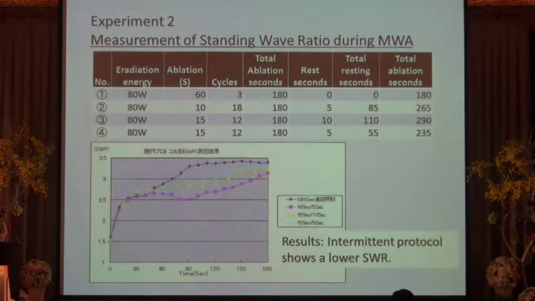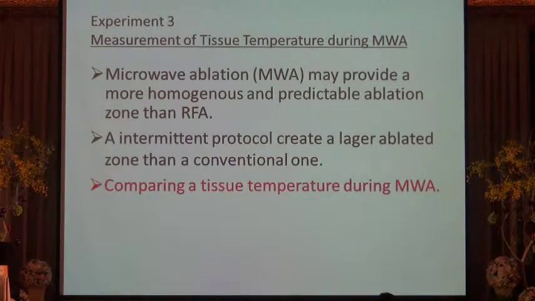You can see here that the red line is the lowest, and it is the 10-second irradiation and 5-second rest, repeated. And the highest line is the continuous irradiation. So you can see that the standing wave ratio is maintained at a lower level. It means that reflection is lower. And so the intermittent protocol might provide a more homogeneous and larger ablation zone.